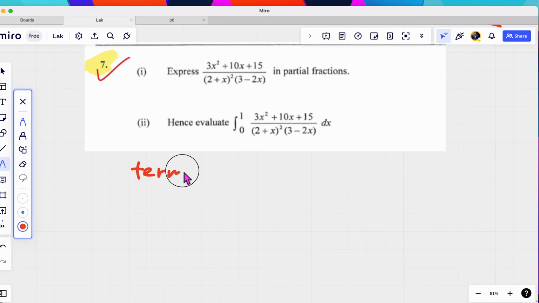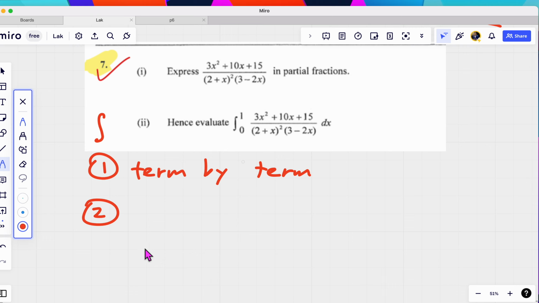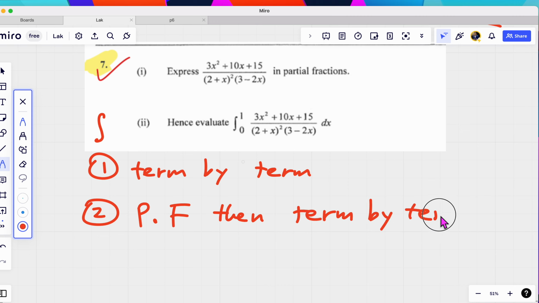Okay. Term by term, for integration. Okay, term by term. Second one, partial fraction, then term by term. It's also term by term, but you need to partial fraction before you term by term. Then of course the third one is the special functions.